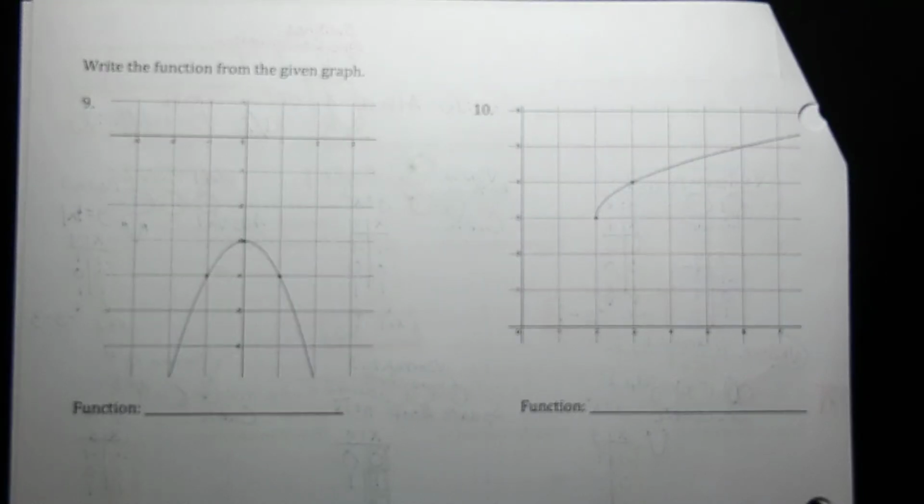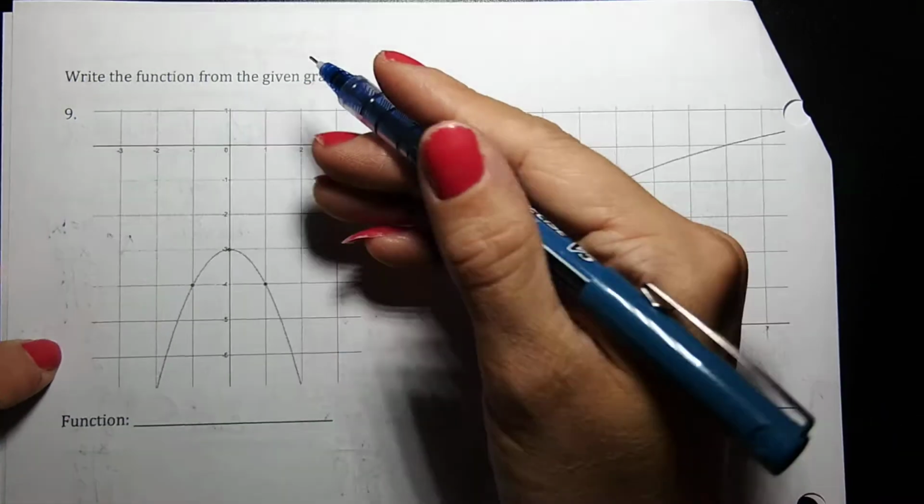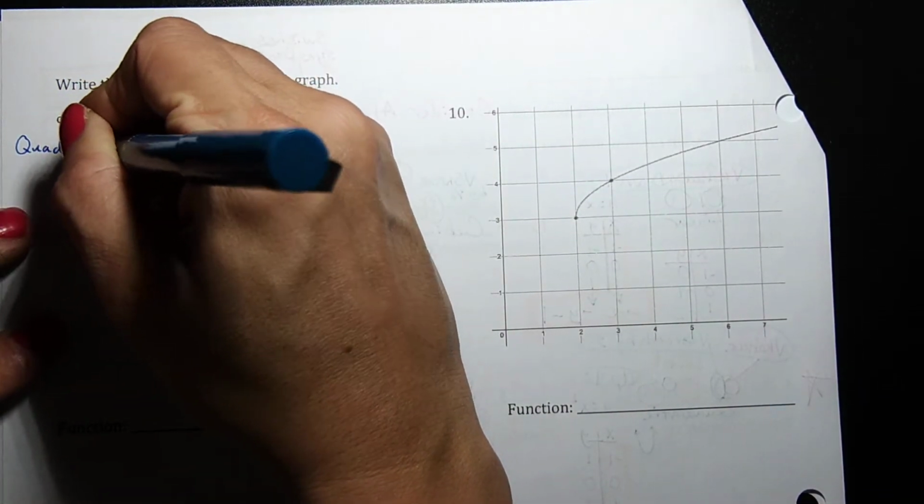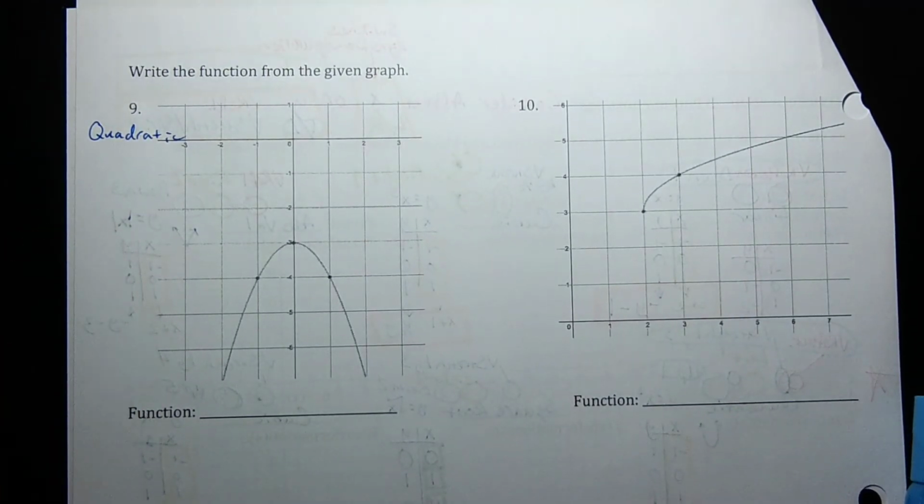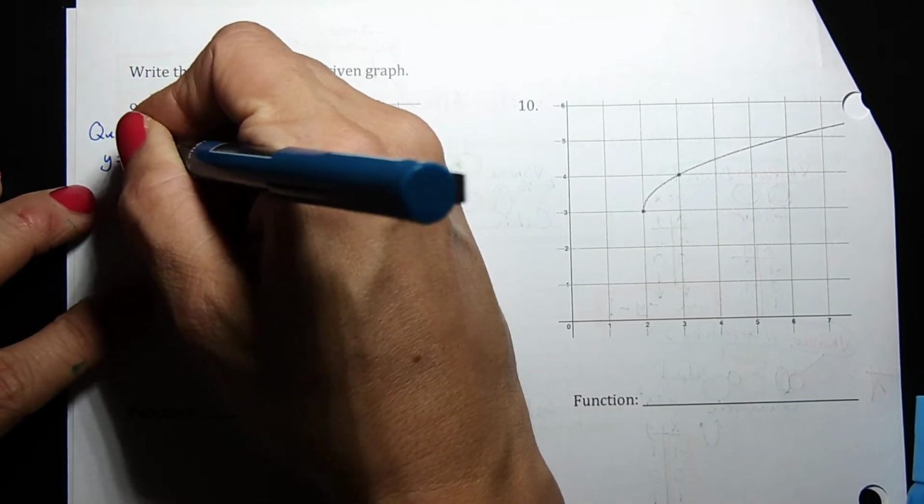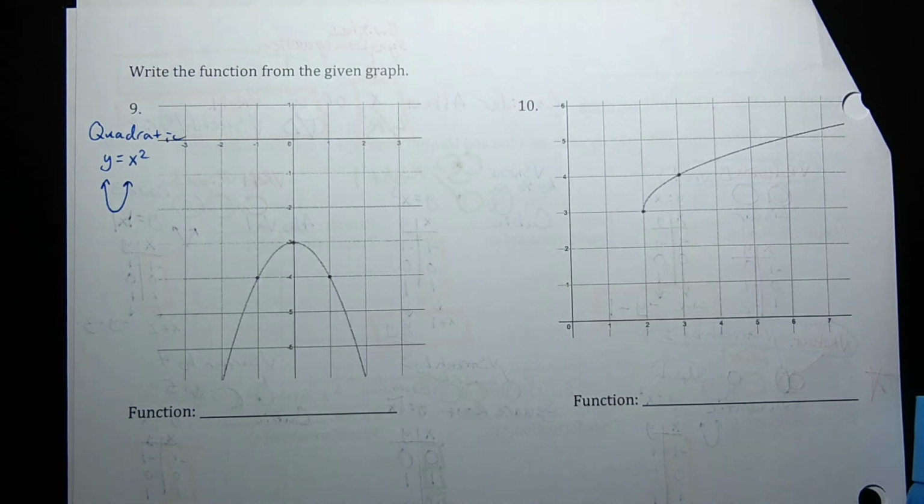Now on this page, we are trying to write the function from the graph. So let's just talk about the shape of these first. The shape of number 9 is a what? It's an upside down U. So that is a quadratic, which has the parent equation y equals x squared. And it looks like that U.